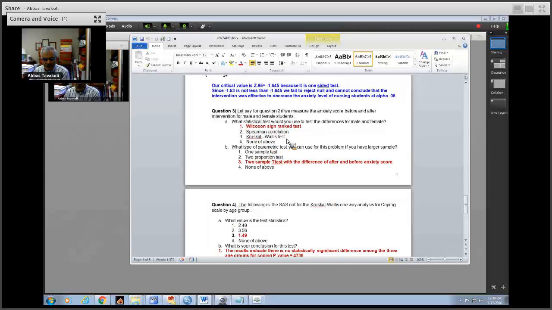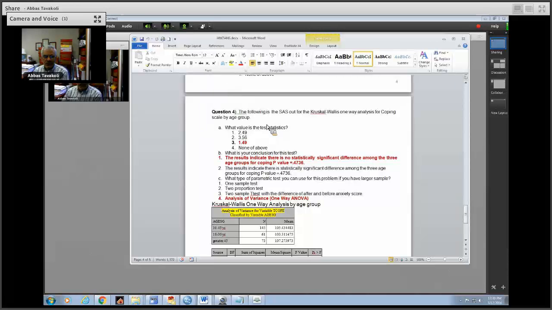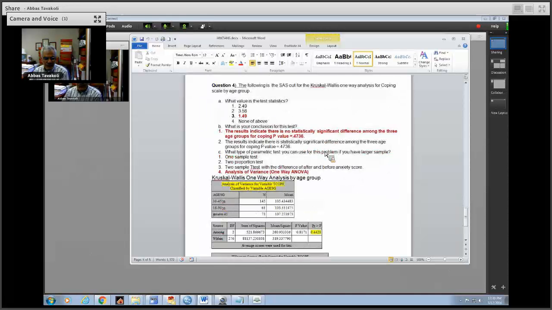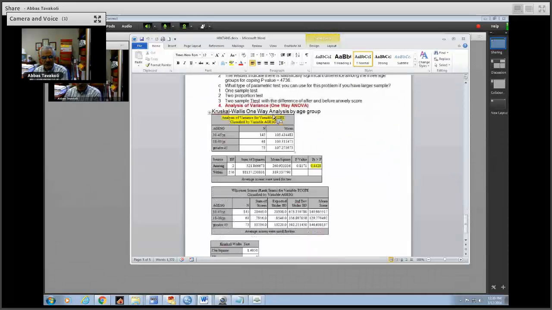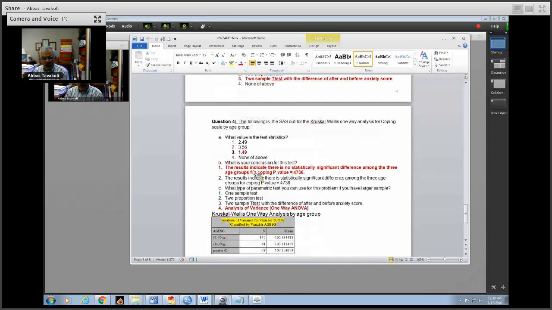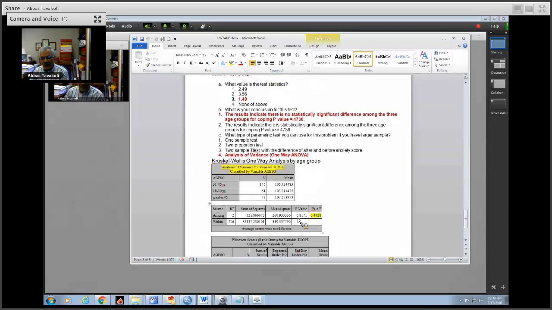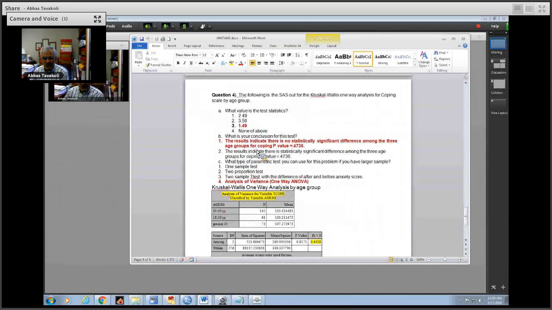And for problem 3, I asked you, let's say we have 2 groups, male and female, for question 2, what statistical test you would use? For the difference between male and female, you would use the Wilcoxon rank sum test. Kruskal-Wallis is when you have more than 2 groups. And what parametric test would you use? You use a 2 sample t-test with the difference of after and before anxiety scores.